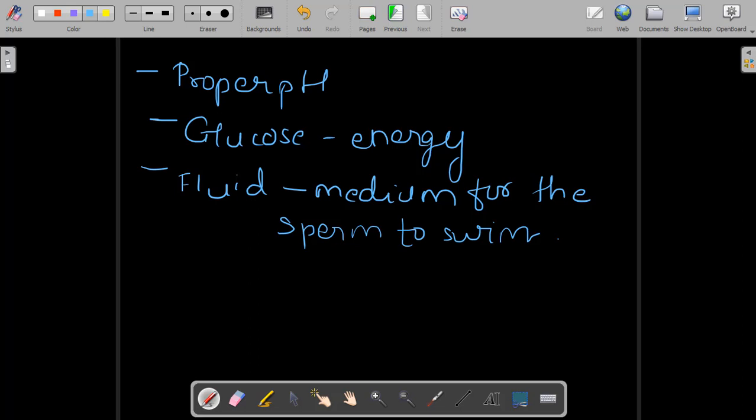Hence, the sperm has to survive that acidic environment. For that, you have seminal vesicles, bulbourethral gland and prostate gland, which secrete an alkaline medium which neutralizes the acidic medium in the female reproductive system and helps the sperm to survive, right? In addition to that, it also has glucose. This glucose gives energy for the sperm to easily swim underwater.